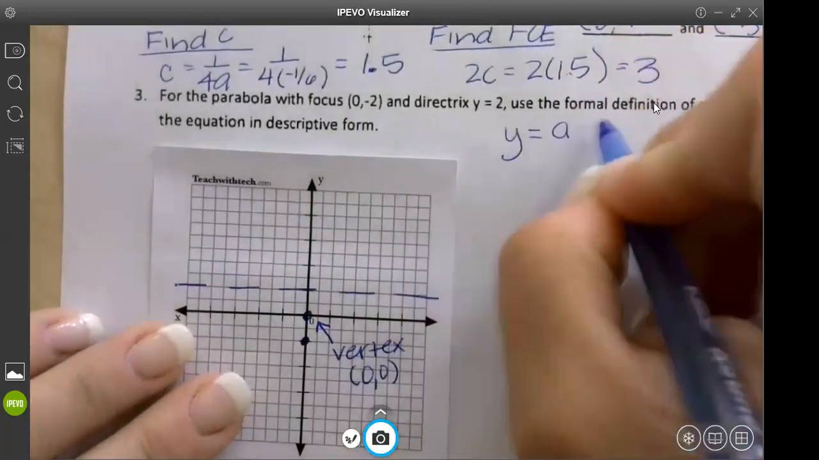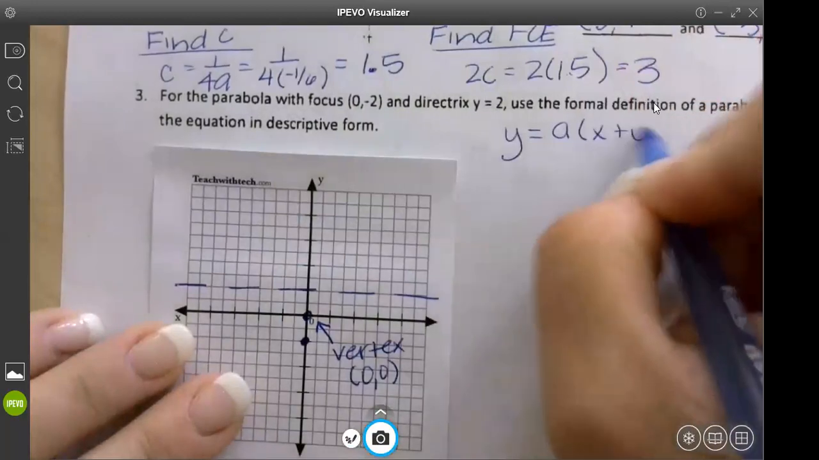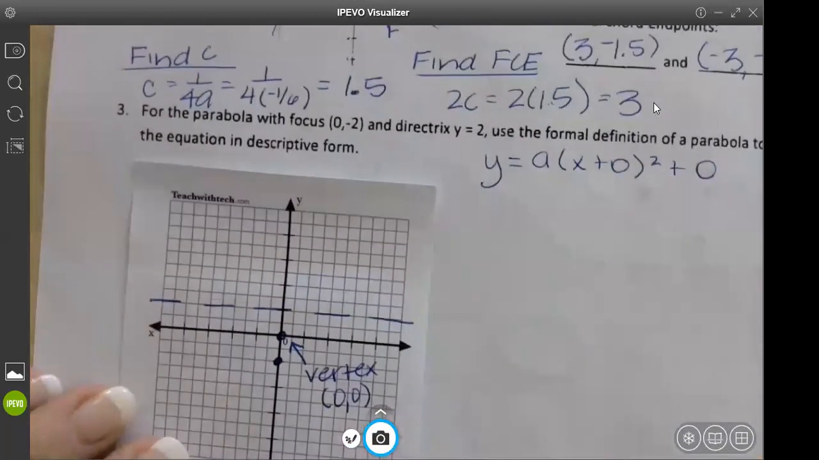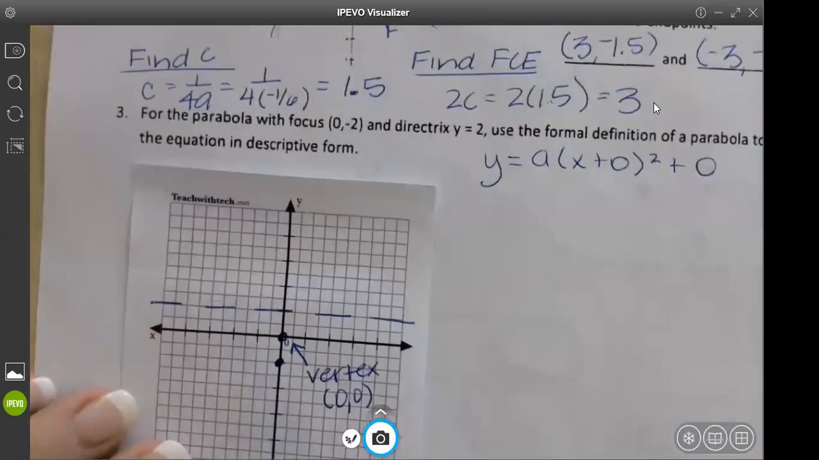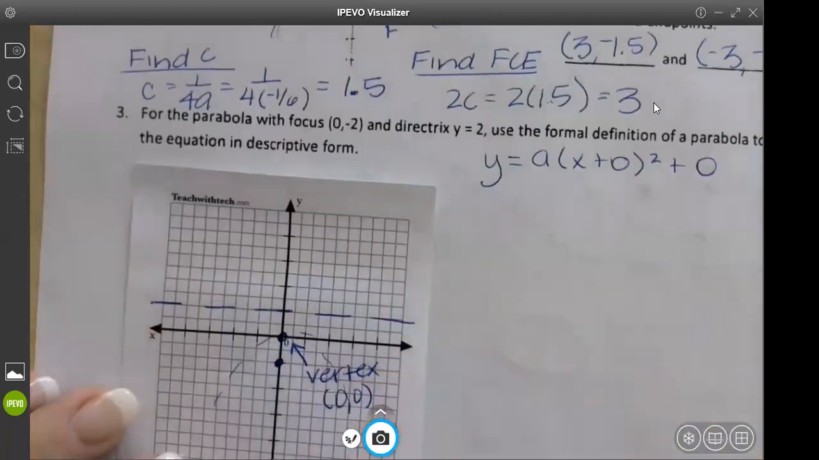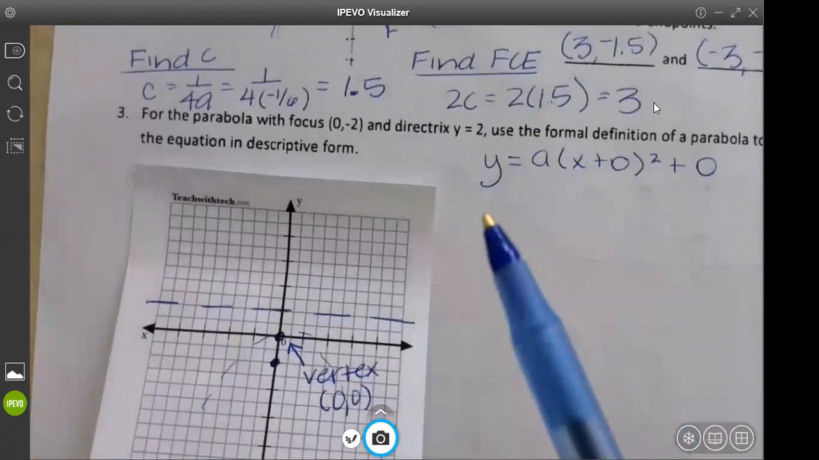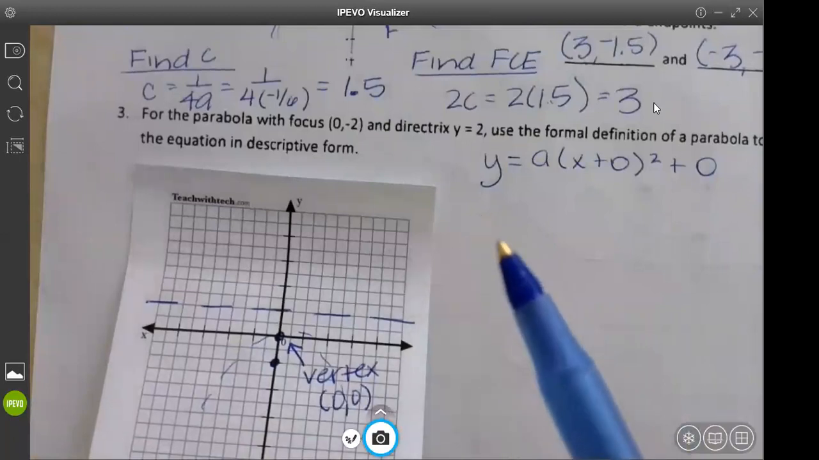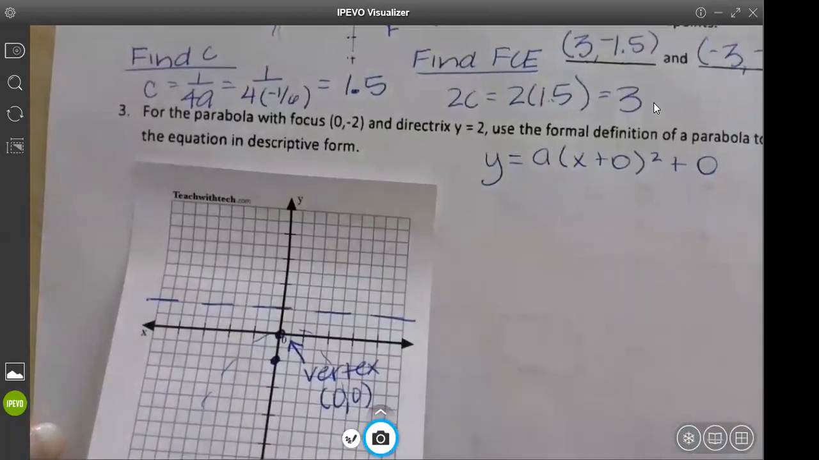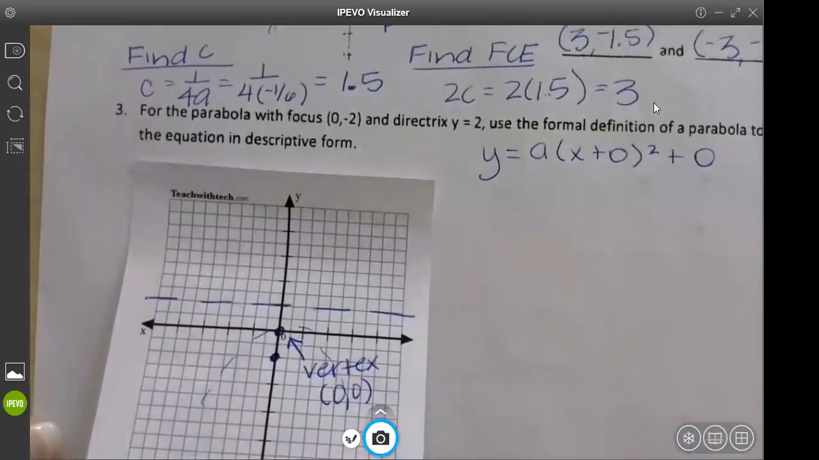All right. So this is what we have. Y equals A times x plus 0 squared plus 0. Which way will this open? Yeah, we know that it's going to open down because the focus has to be in it. So our A has to be what? Negative when we finish. Okay, so that's the big thing you need to watch out for. All right, so then how do we find A? The only thing we have is we need to find A.